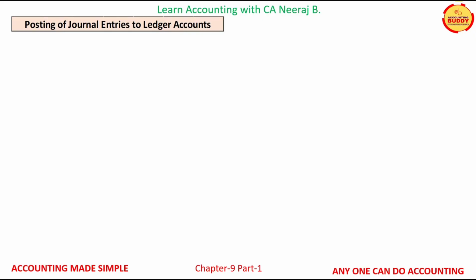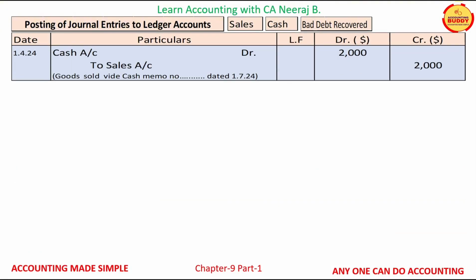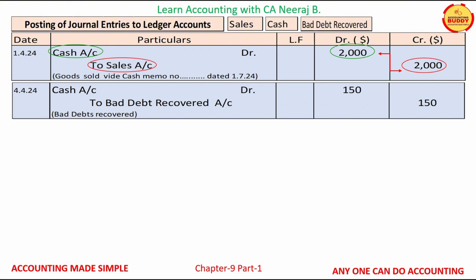In this slide, we will learn the posting of the journal entries in the ledger accounts of sales, cash, and bad debts. The journal entry for cash sales is on your screens. The two accounts affected are cash account and sales account, and the entry is passed by debiting cash account and crediting sales account with $2,000. In the second entry, where bad debts are recovered, cash account is debited and bad debts recovered account is credited. The entry is passed for $150.